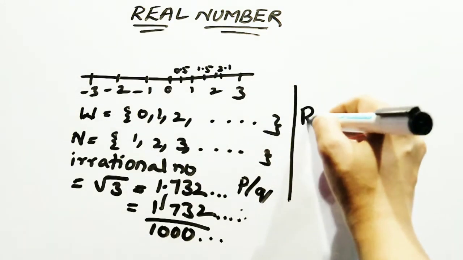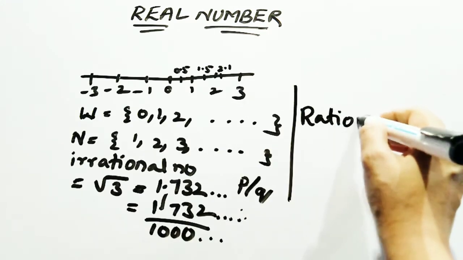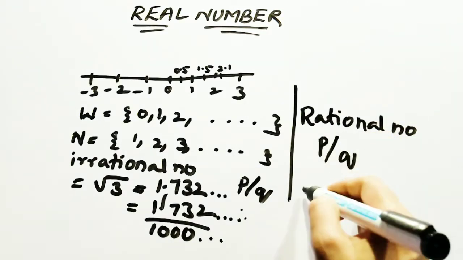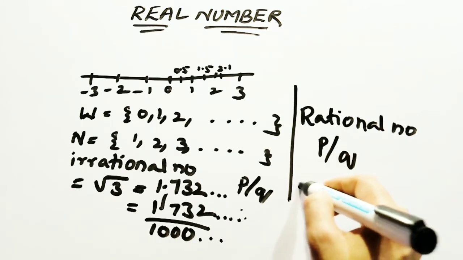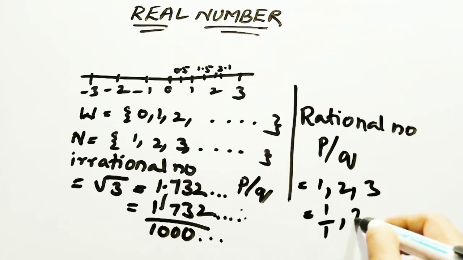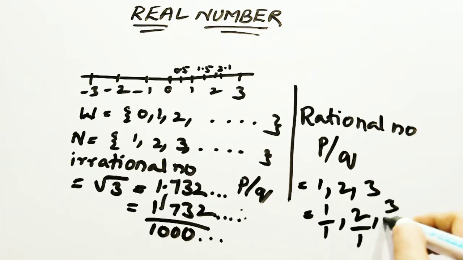What is a rational number? A rational number must be in P by Q form. Just take an example: 1, 2, 3. You can take 1 by 1 as 1, 2 by 1 as 2, and 3 by 1 as 3.